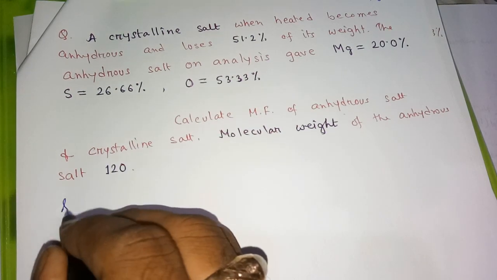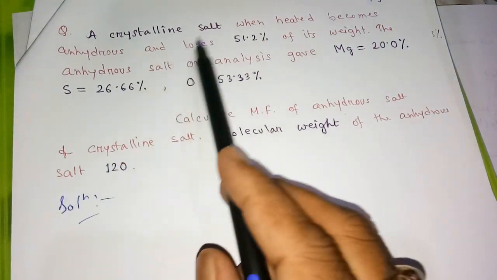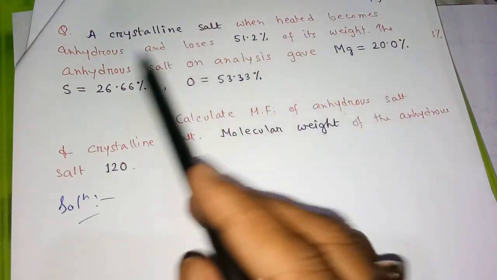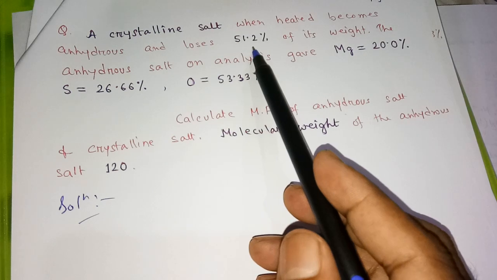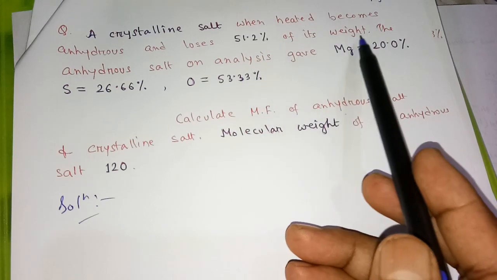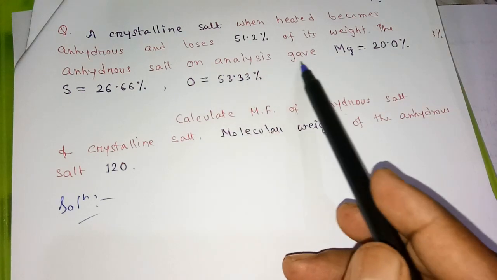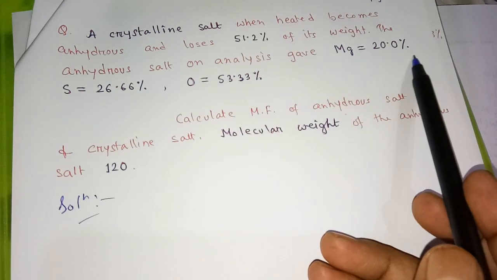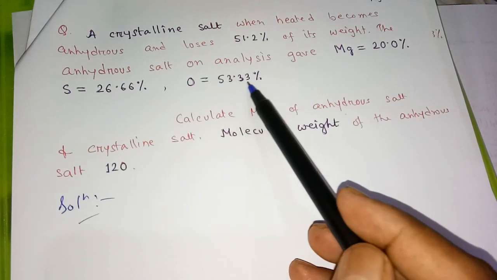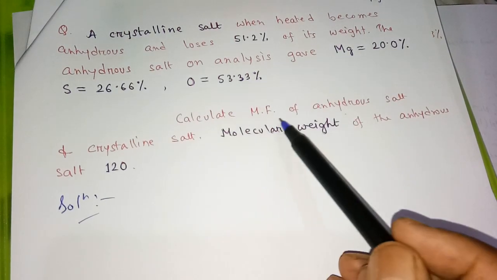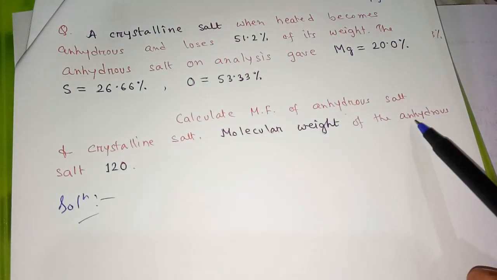So this problem is what? A crystalline salt when heated becomes anhydrous and loses 51.2% of its weight. The anhydrous salt on analysis gave magnesium 20.0%, sulfur 26.66%, oxygen 53.33%. Calculate the molecular formula of the anhydrous salt and crystalline salt.